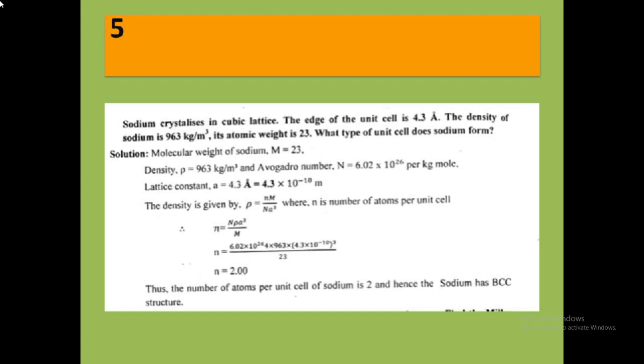The number of atoms per unit cell of the sodium is 2, and sodium is BCC. Very important. The number of atoms per unit cell is 2, then it is a BCC. If it is 4, then it is FCC.